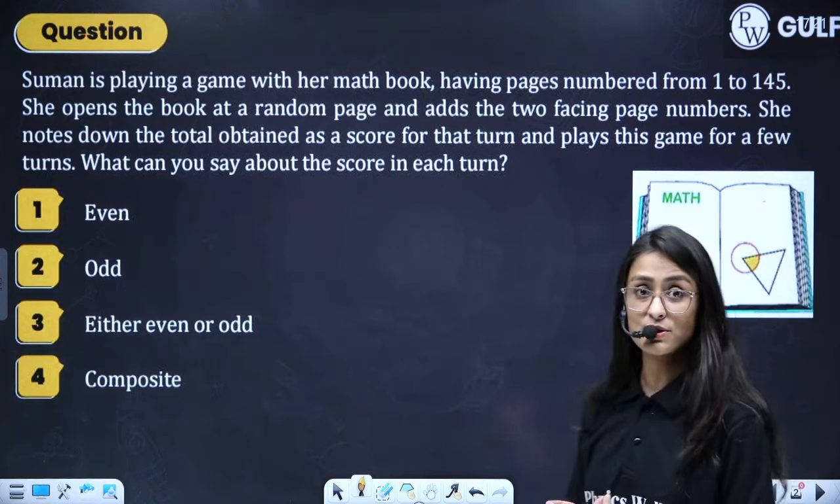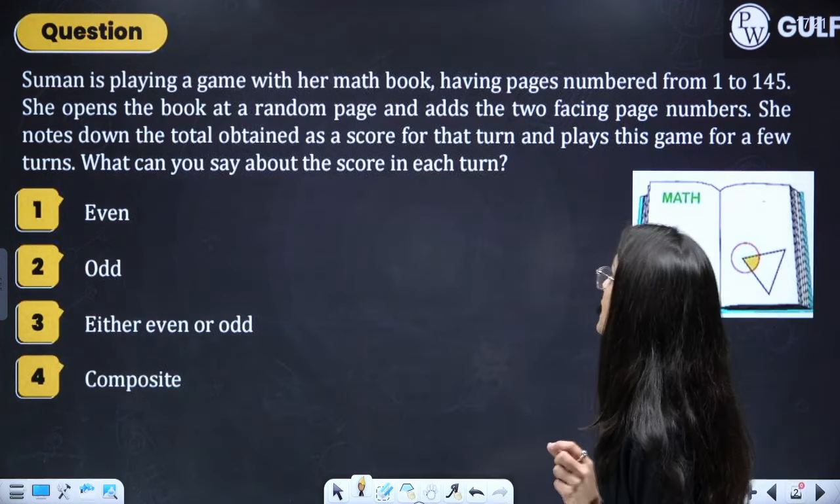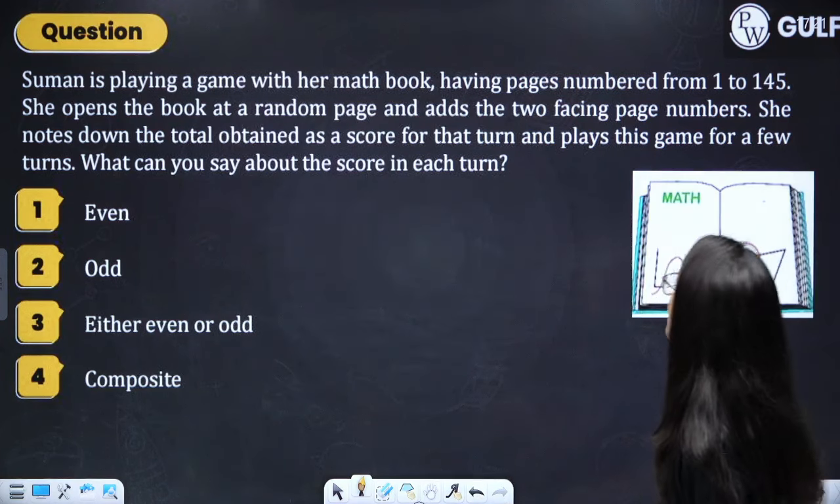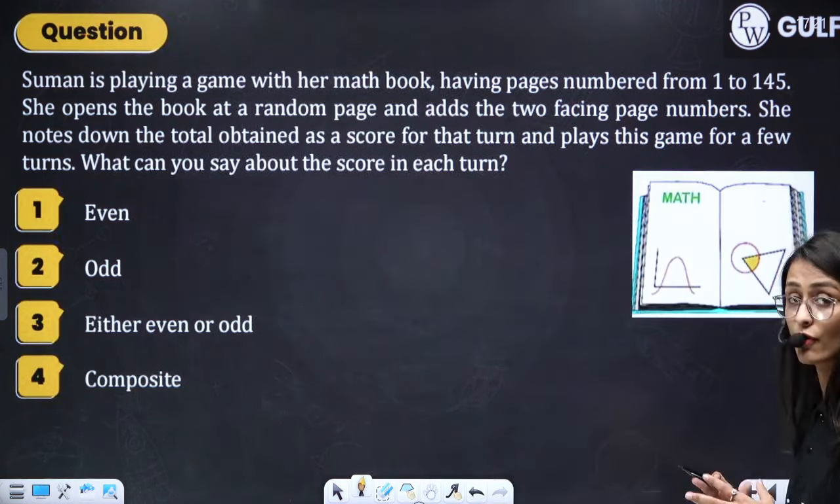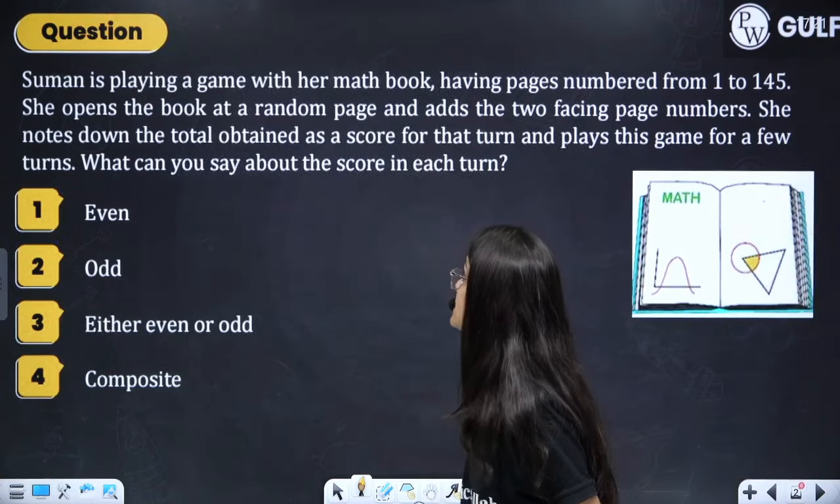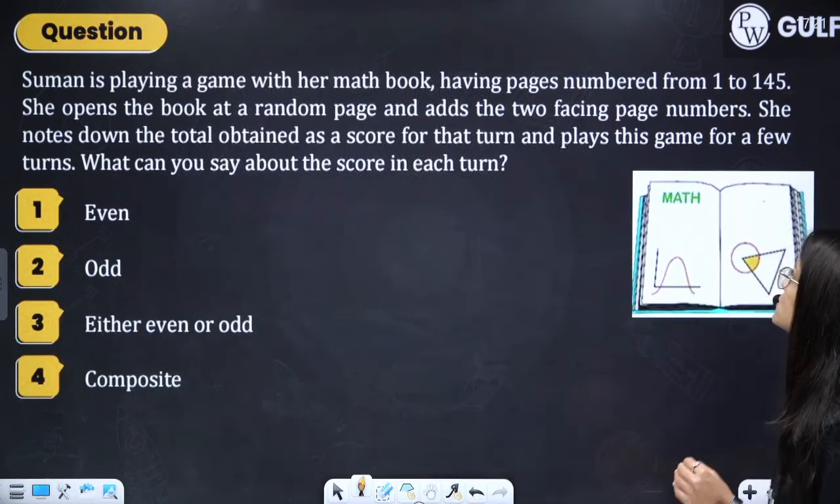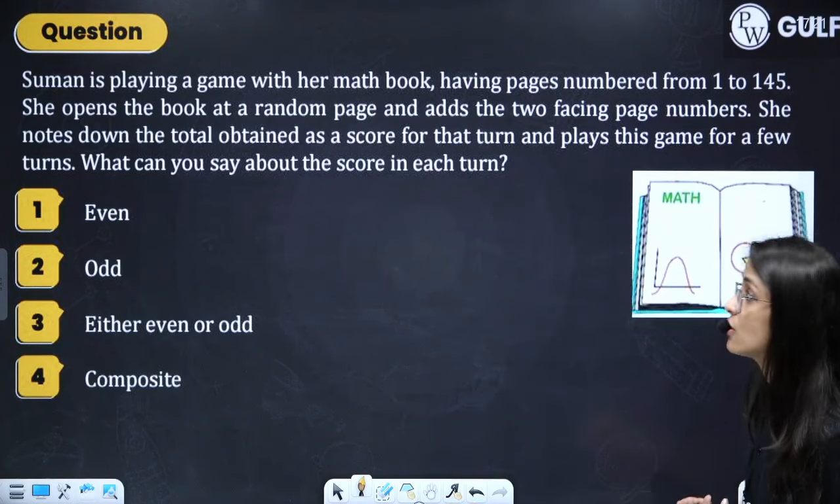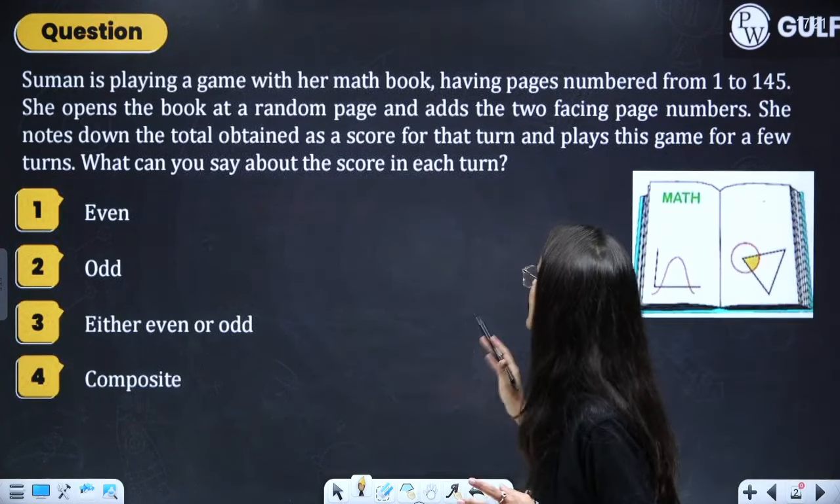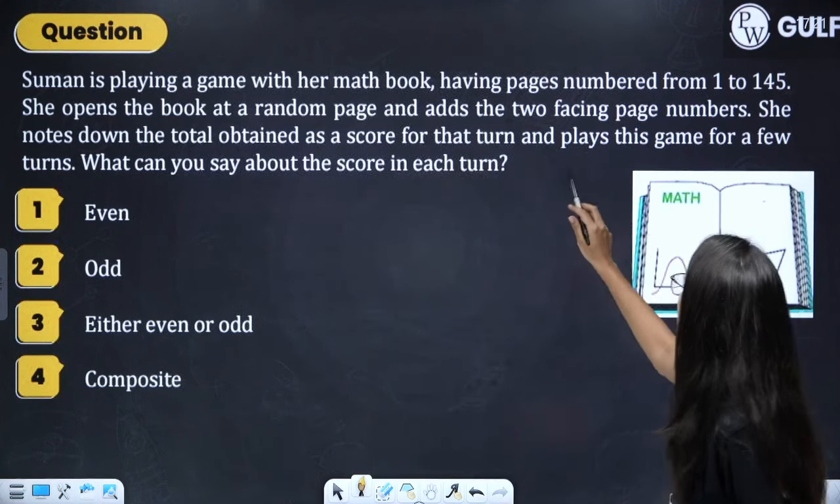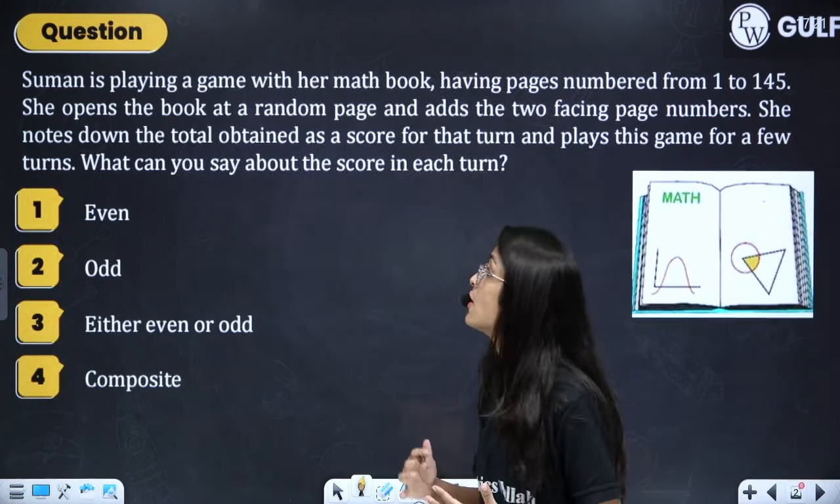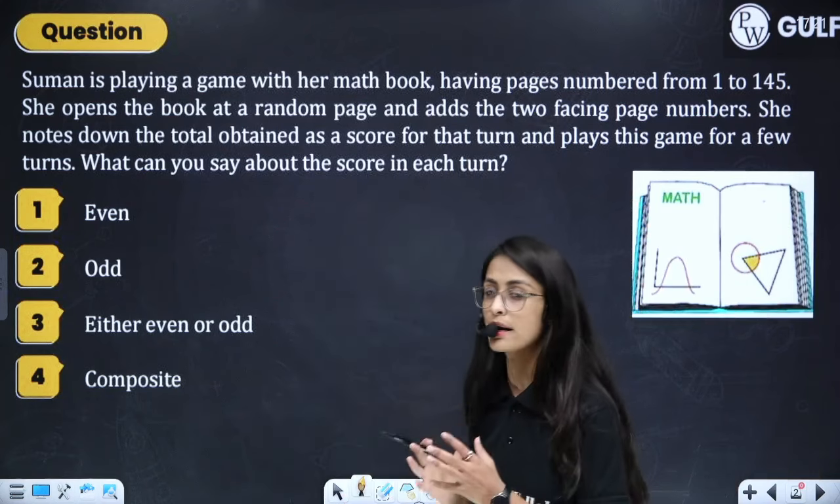Here your first question is, Suman is playing a game with her math book having pages numbered from 1 to 145. She opens the book at a random page and adds two facing page numbers. She notes down the total obtained as a score for that turn and plays this game for a few turns. What can you say about the score in each turn?